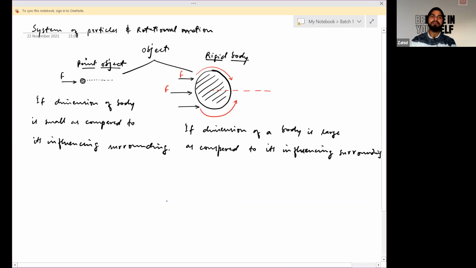I have done. Okay. So before this chapter, from chapter 2 to chapter 6, we treated all objects to be point objects. But from now onward, we define point object and rigid body in two different senses. So first is the concept of center of mass.